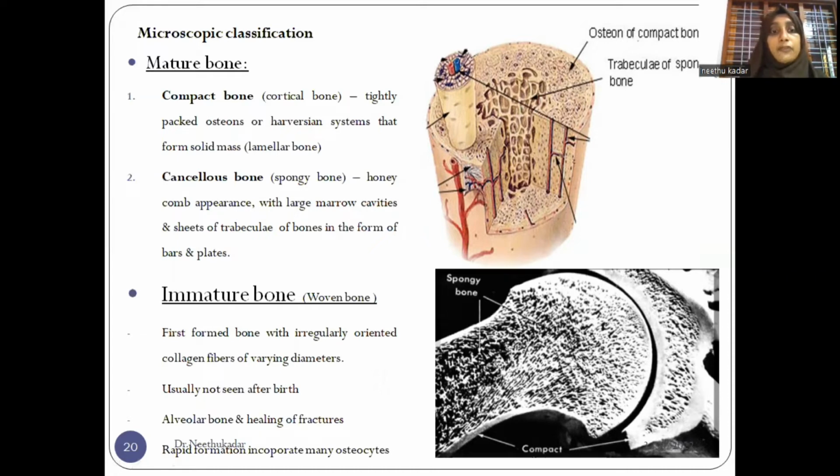This is the first formed bone during the embryonic period. It contains irregularly oriented collagen fibers of varying diameter. Usually it is not seen after birth because it gets replaced by mature bone. An example of immature bone can be seen in alveolar bone and in healing of fracture. They form rapidly so that many osteocytes are incorporated.